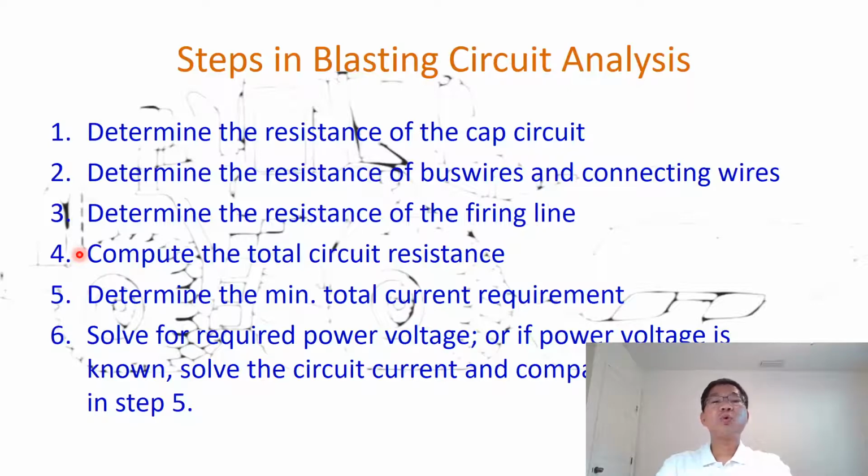And then we solve for the required power voltage using Ohm's law, or if we already know the power source, which means that we know the voltage, then we can solve for the current using Ohm's law, and then we compare with the value in step 5, which is the minimum current requirement. If the one we find is less than the minimum current requirement, then it's not enough to do the explosion, so we have to improve the power source. So let's talk in detail about how to get the resistance and the minimum total current requirement.